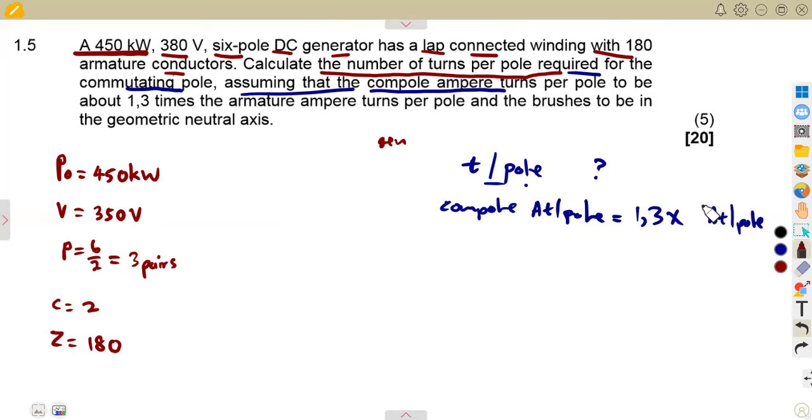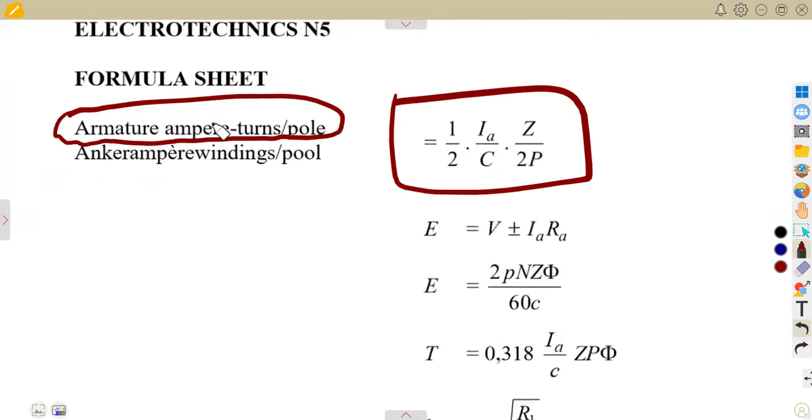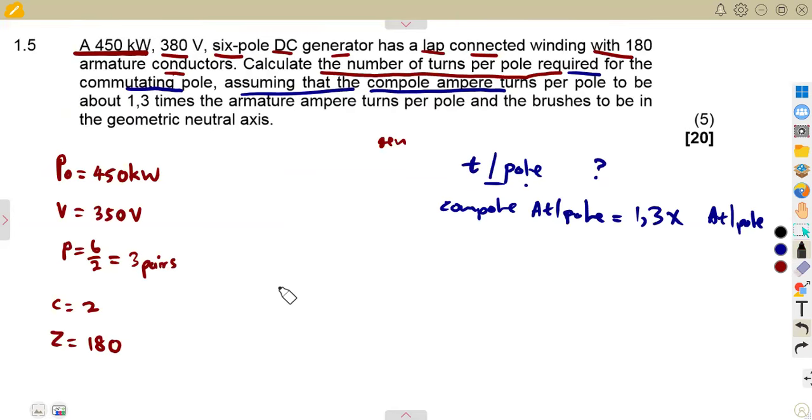All right, so I'm going to explain about the compole part on its own. Let's talk about this part of calculating the total armature ampere turns per pole. This is for the total. Okay. Our formula is straightforward. So from our formula, we can see that our total, that's our total ampere turn. Just going to write it here, total ampere turn per pole. All right, so this is taken per pole.